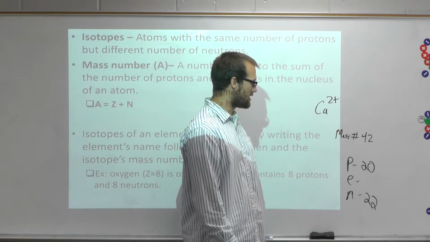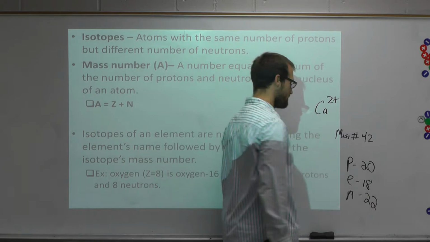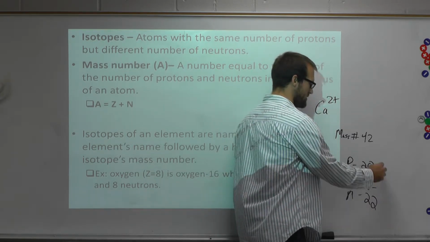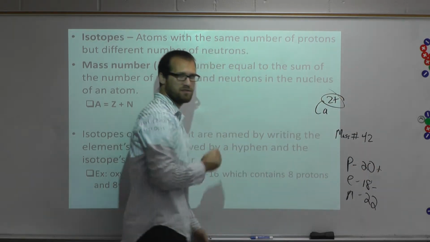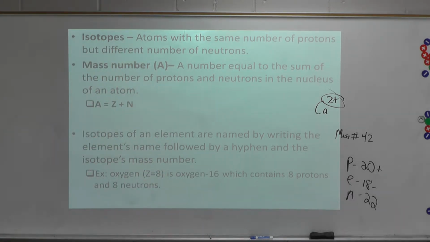Electrons now. 18. Because it's positive twice, so we lost electrons. We've got 18 negatives and 20 positives. There's my positive 2 charge. That makes sense, everybody?